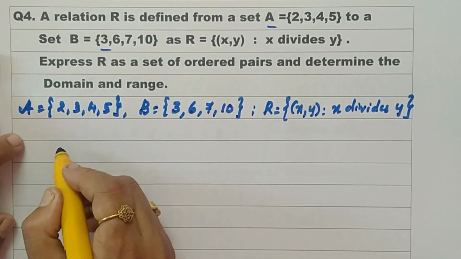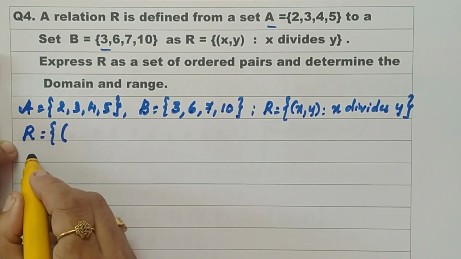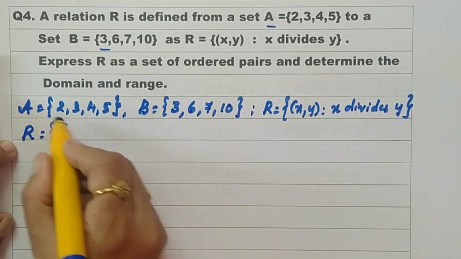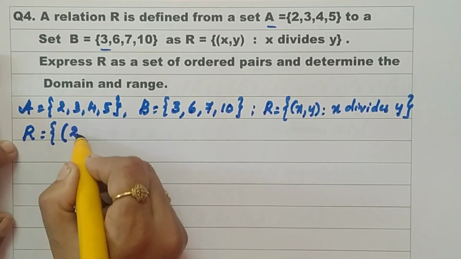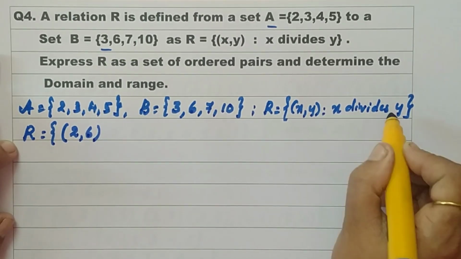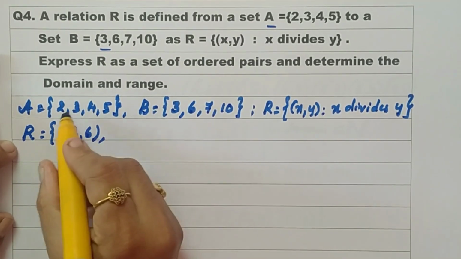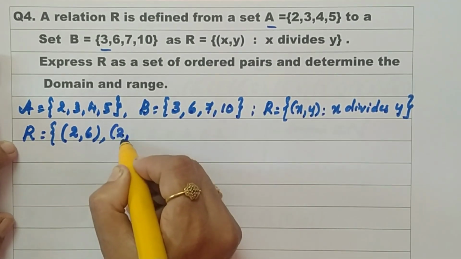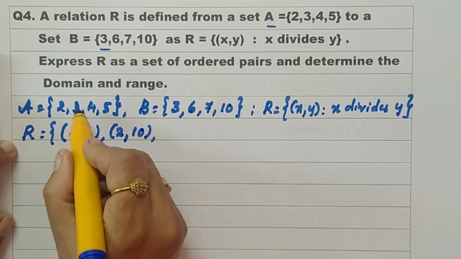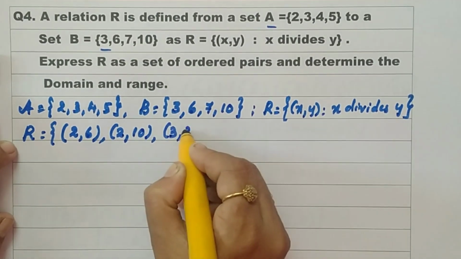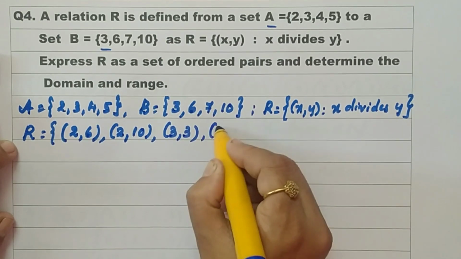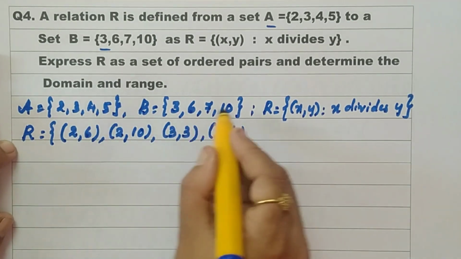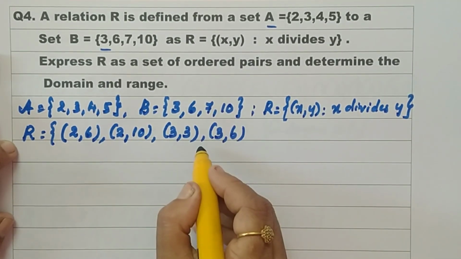That is our question. I am going to write the relation R as the collection of ordered pairs. 2 divides 3 is not possible, so you can't write. 2 divides 6, it is possible. Why? Because x divides y is the relation. Then 2 divides 7, not possible. 2 divides 10 is possible. That comes as a member in the relation. 3 divides 3, possible. 3 divides 6, that also possible. 3 divides 7, impossible. 3 divides 10, impossible. So they can't come under the relation.